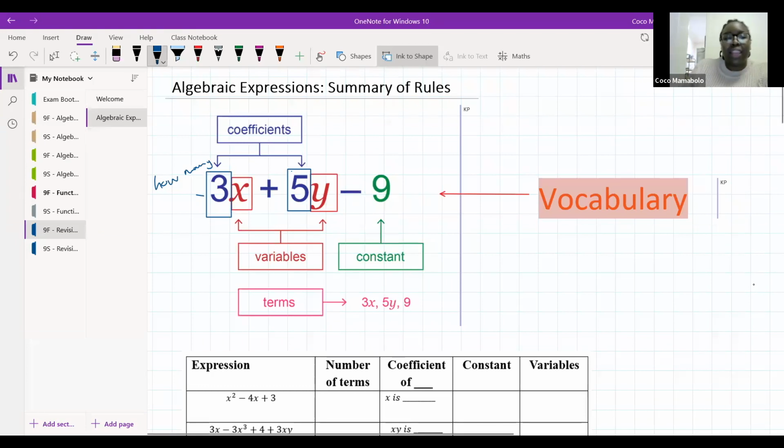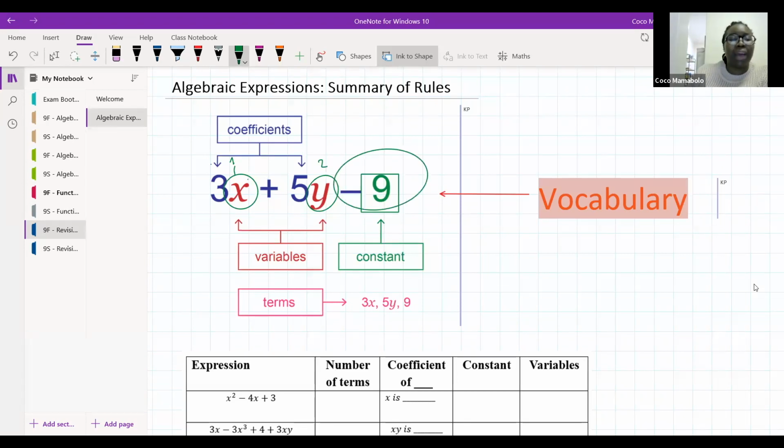All right, this one over here that sits without an X or a Y, all by itself, is called a constant. Sorry, not a coefficient, a constant. He's called a constant because no matter what X and Y are, let's say X was 1 and Y was 2, whatever answer we get from multiplying, we're always going to have to minus 9 from it.